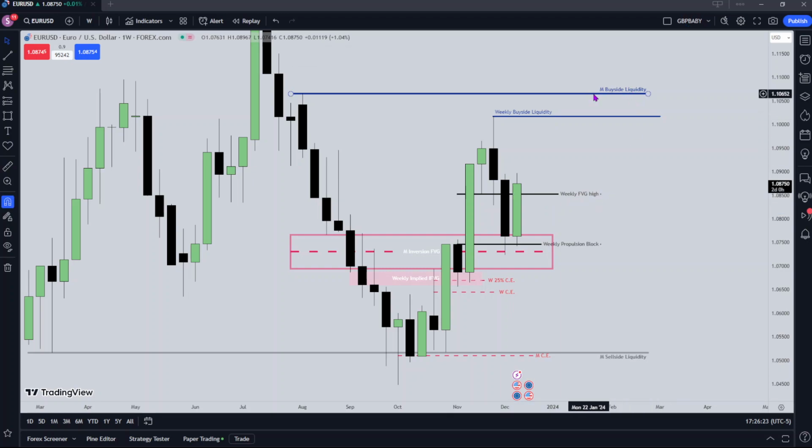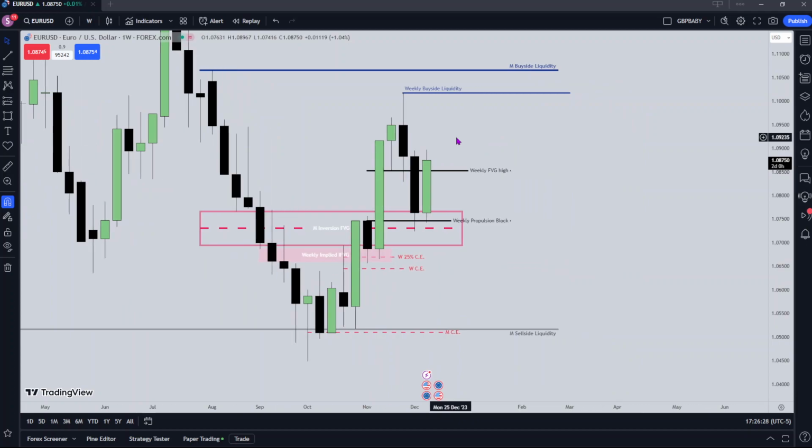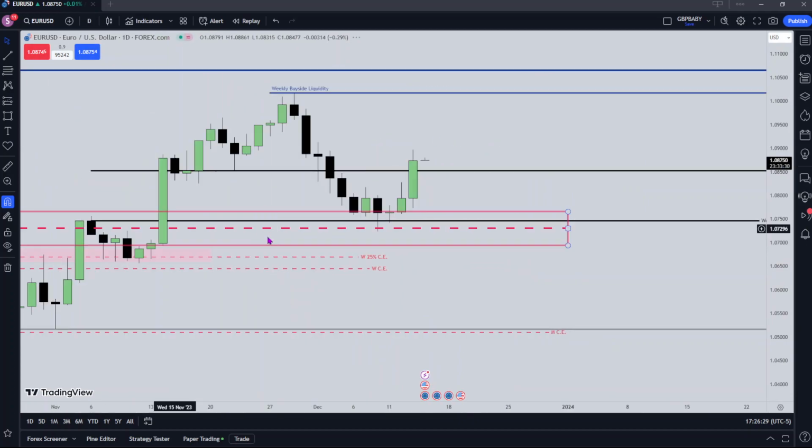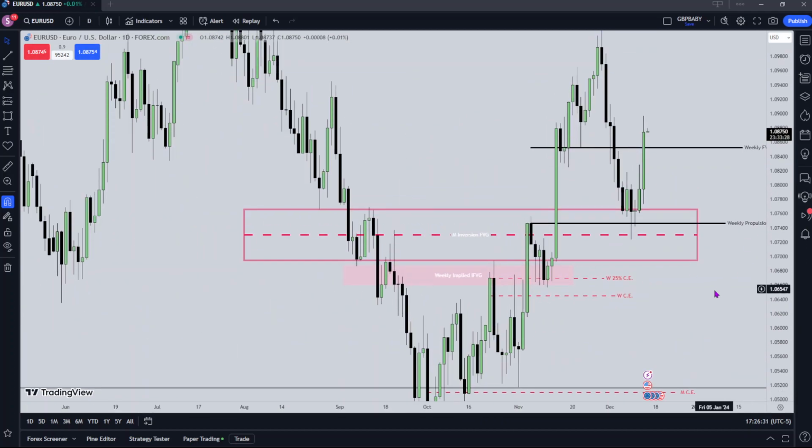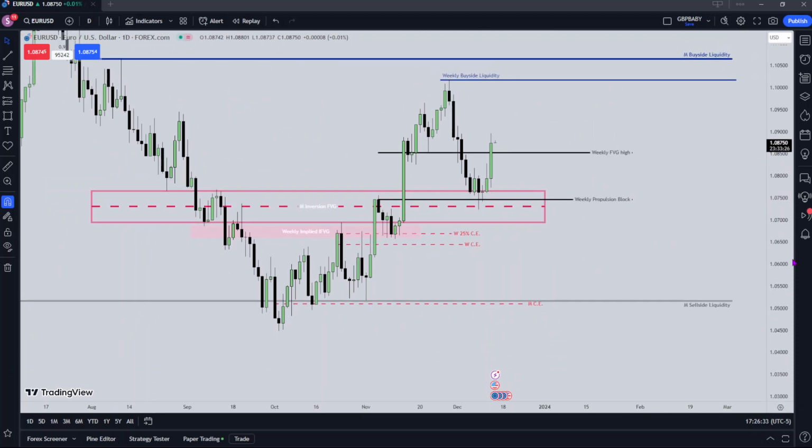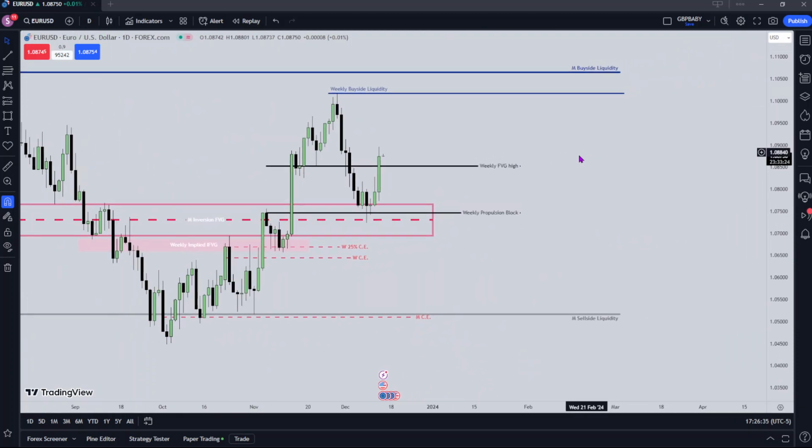Because remember, our goal is to get to this buy side liquidity and weekly liquidity. Let's go down to the daily now, and you can see how our charts are full of things now. So let's go through everything we've got that are telling me that price is going to go higher. I'm going to make a list.